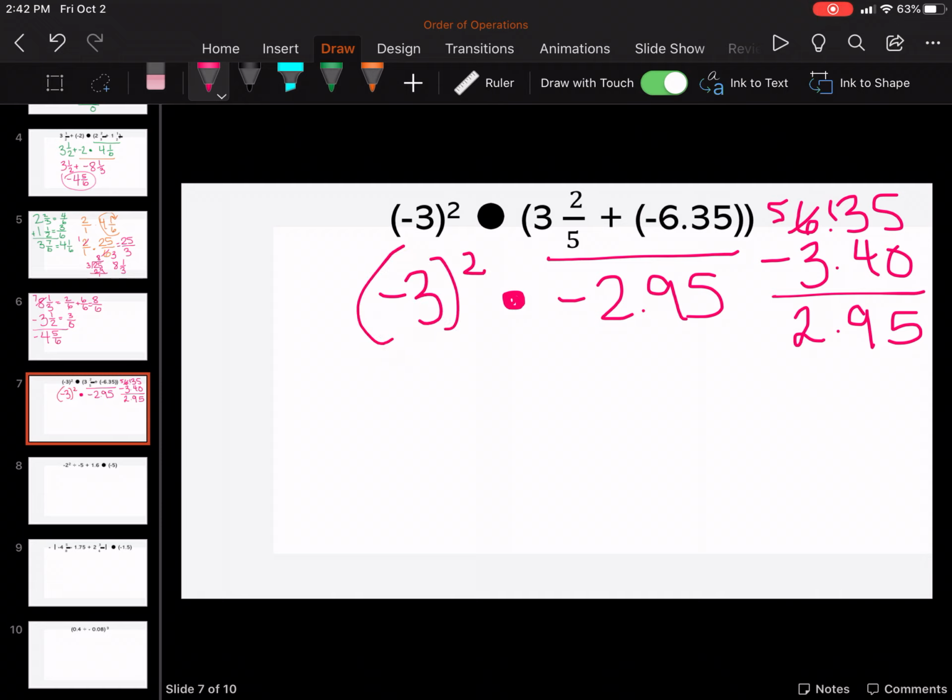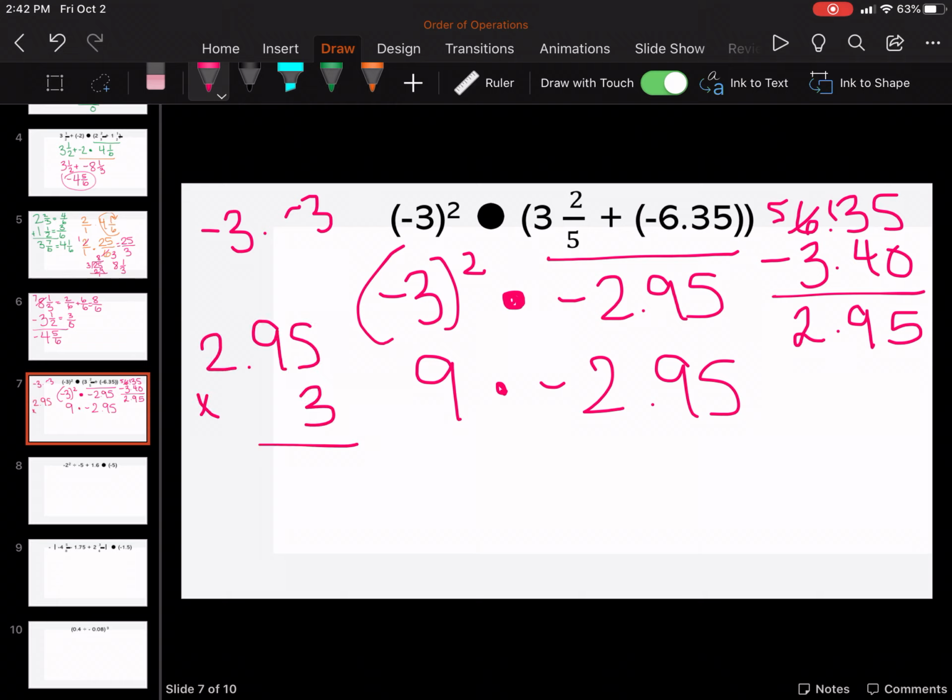Okay, so this squared, the 2 is kissing the parentheses. So it's going to be negative 3 times negative 3, which is going to be positive 9, times negative 2.95. We're going to multiply. 3 times 5 is 15. 3 times 9 plus 1. Oh, I should be timesing it by 9 and not 3. Don't listen to me. I guess you should listen to me.